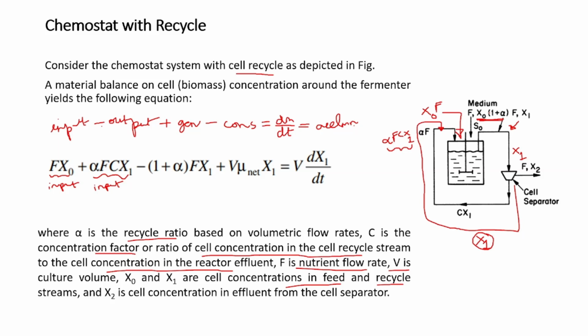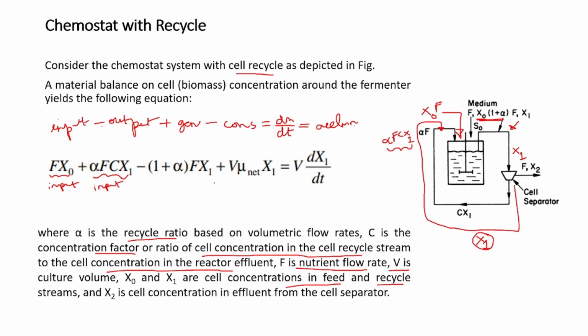And here, in the effluent, what is leaving is x0 into 1 minus alpha. So this is the cell biomass concentration in the effluent stream. Why? Because 1 plus alpha, so this is the recycle ratio. What is being passed into the recycle stream multiplied by the x0 initial biomass concentration will give you the biomass concentration in the effluent stream.